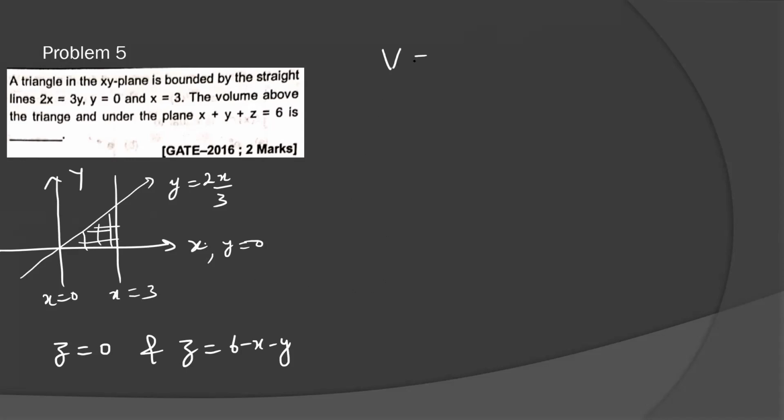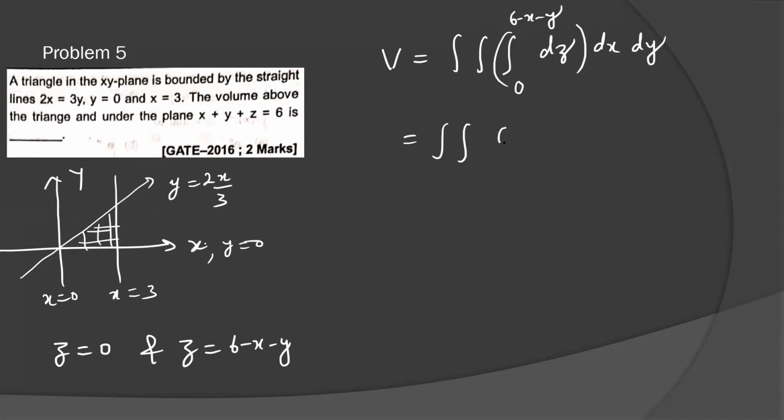So for volume, I told you, always try to put the dz limit firstly, then solve for the xy limit. What is the limit of z here? 0 to 6 minus x minus y. So it will be the double integration of 6 minus x minus y dx dy. Now you have a simple double integration in this region R.